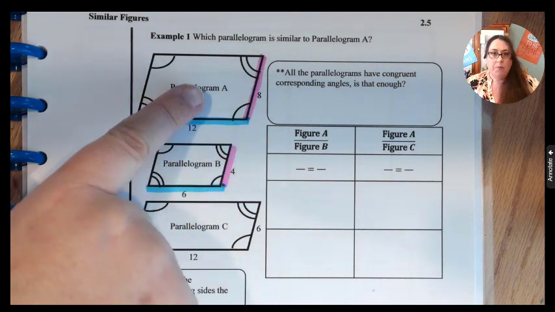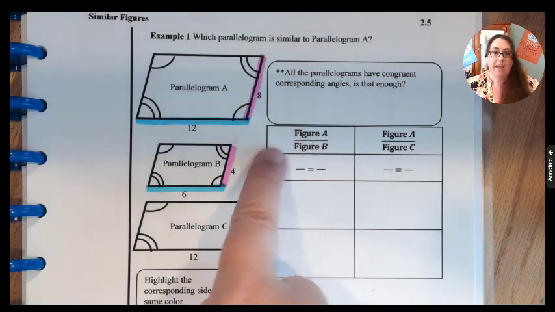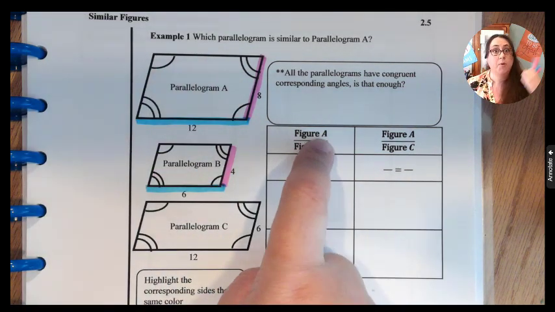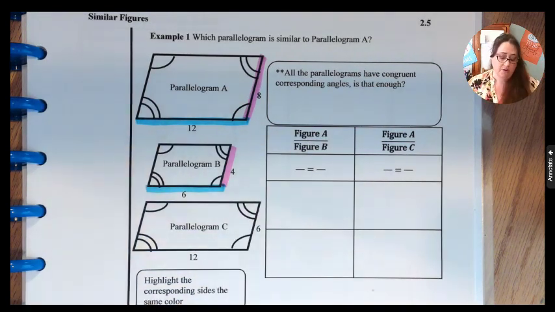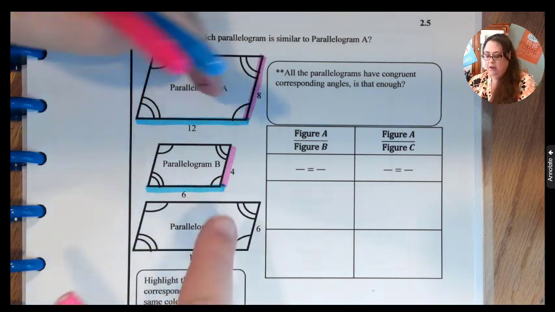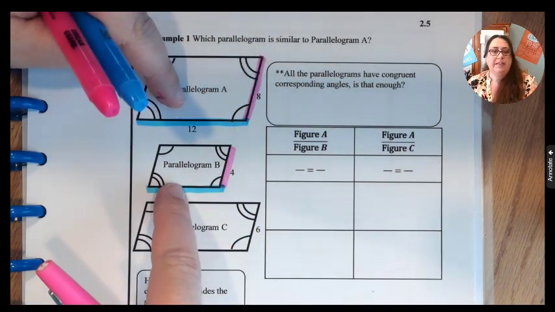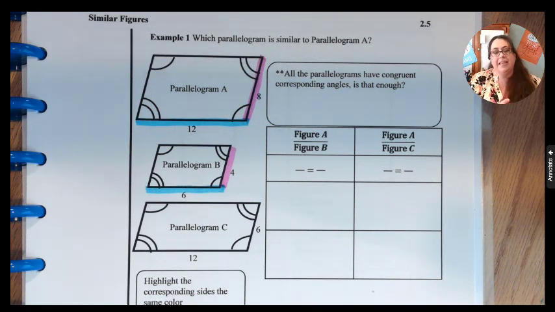Okay, we're always going to put figure A, or parallelogram A, on the top, our numerator, and B is going to be on our denominator. And remember, if they are similar figures, that means when I'm looking at my ratio of sides, they're going to be the same. So I'm going to compare the pink sides to the blue sides. And when I reduce it, the ratios are going to be the same.